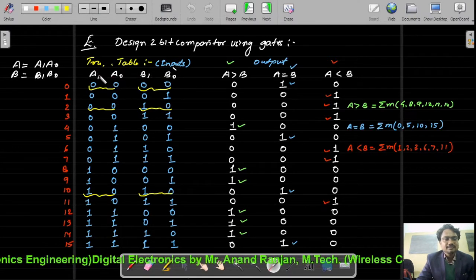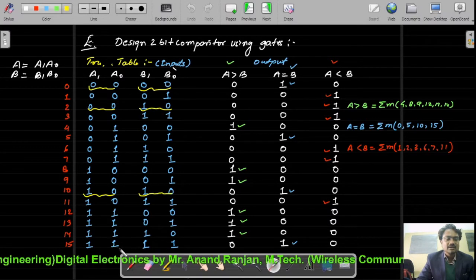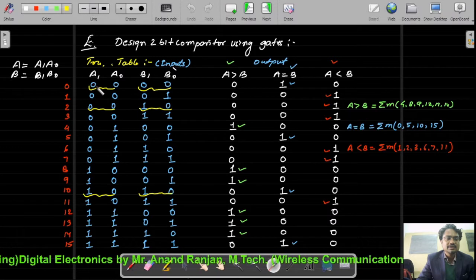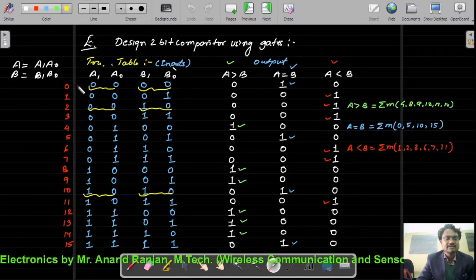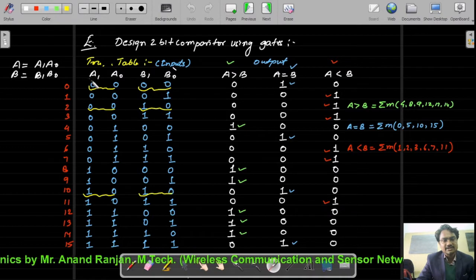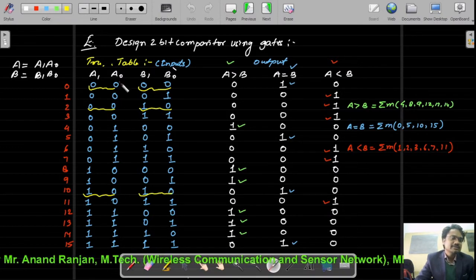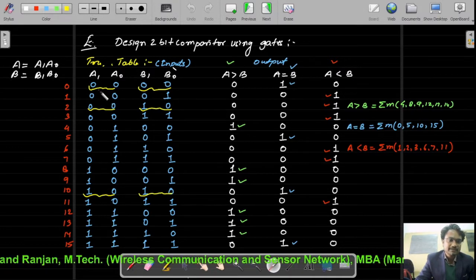There is a simple way to write all these combinations to compare with each other. Initially you can consider A0, A1, B0, B1 as the 4 different variables, and with the 4 variables you can generate the 16 combinations, and you can write those in this way. Of course, these combinations are written for the purpose of comparing the 2-bit numbers.